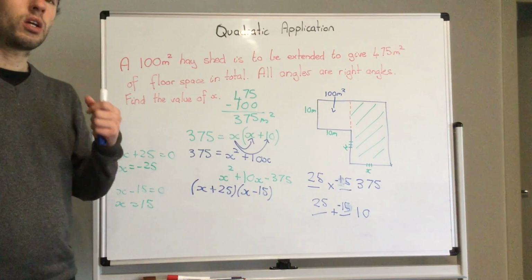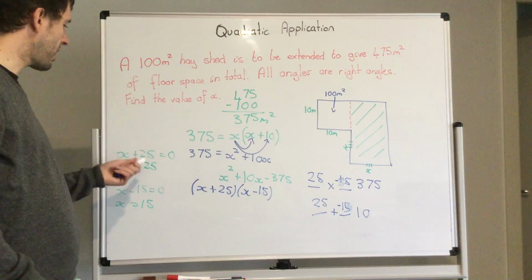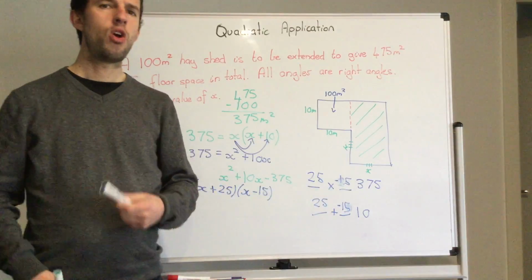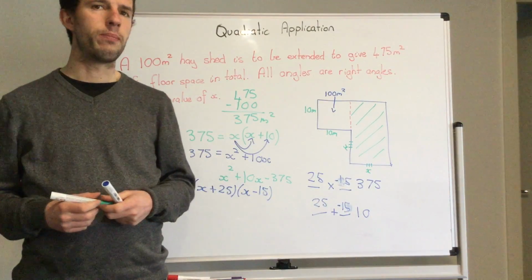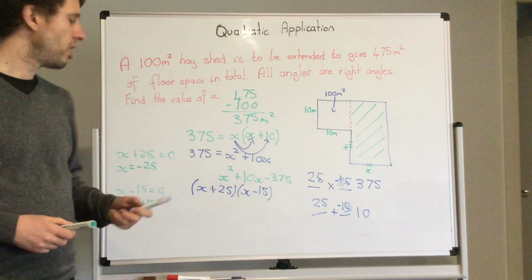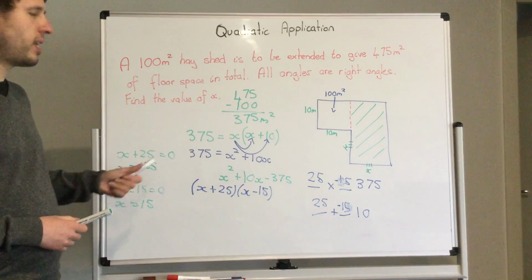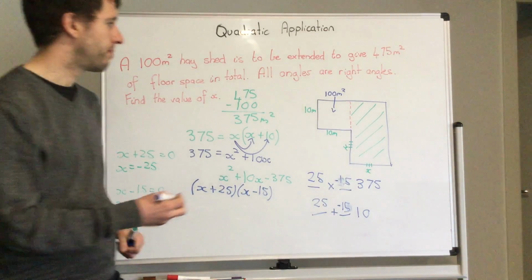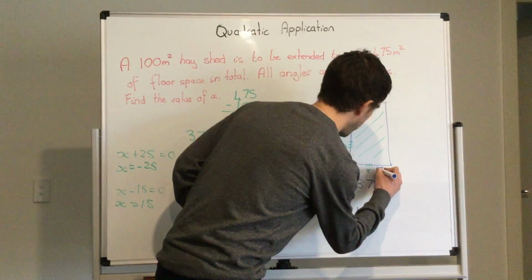Now, because we've got 2 points, negative 25 and 15, we need to think about what makes sense with this problem. We're talking about area, we're talking about width, so we are not going to have a negative. So our answer would be x equals 15. So my x is 15.